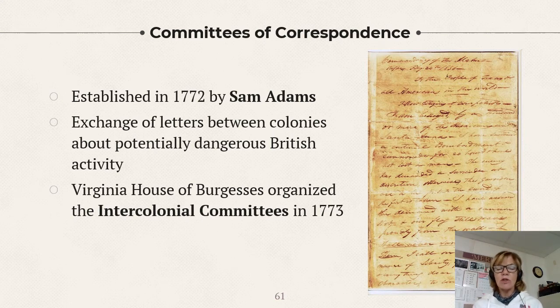The Virginia House of Burgesses does something very similar. This is called the Intercolonial Committee. So they're sending information throughout the colonies, and it's not in favor of the British.